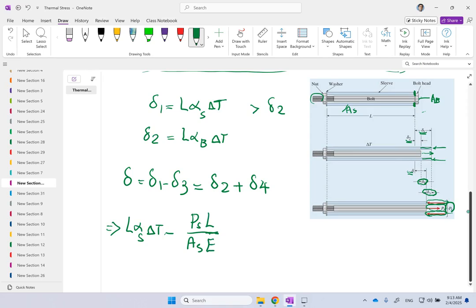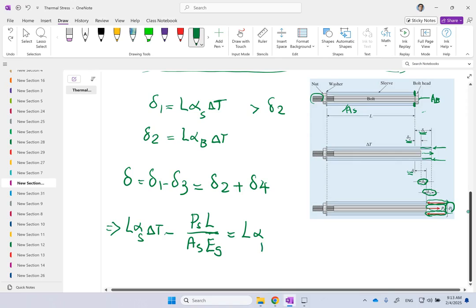That is the compression, the elongation due to compression. And this is the formula we learned in my previous video, axial deformations. Now delta 2, we have the formula again, L alpha B delta T, I'm sorry. And plus, now delta 4 is similar, this time it's PB L over A of bolt and E of bolt. Remember, the Young's moduli are different because they are different materials.